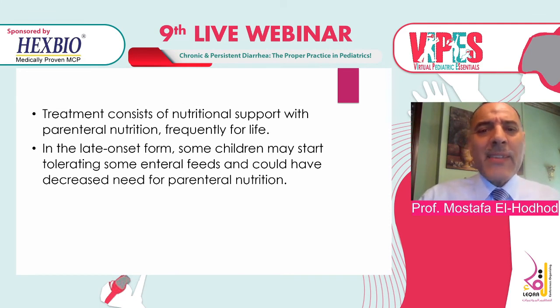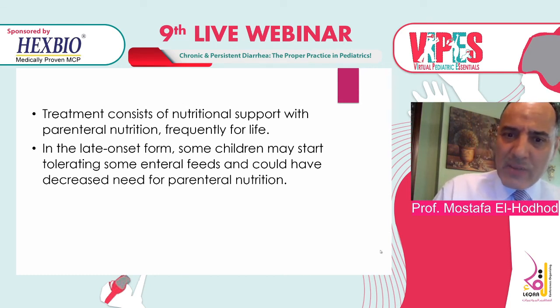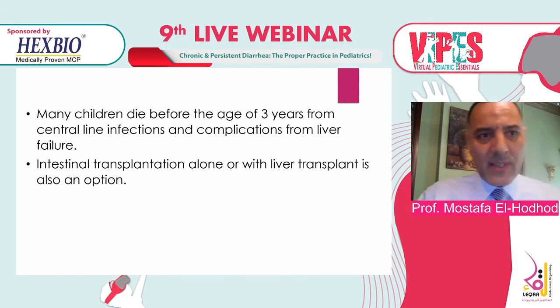Death is expected, and we use parenteral nutrition and sometimes enteral nutrition may be used in some of the cases, and in late onset, they start to tolerate some of the enteral feeds in addition to partial parenteral nutrition. Before the age of 3 years, you don't expect to have, even in the late onset type, a survivor.